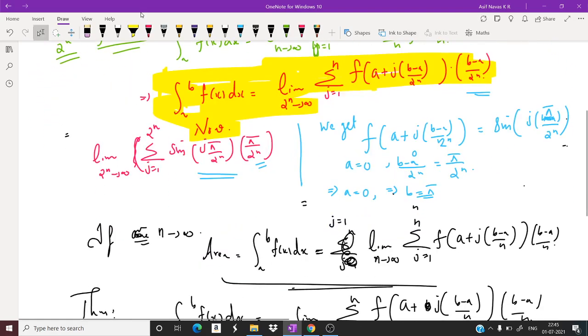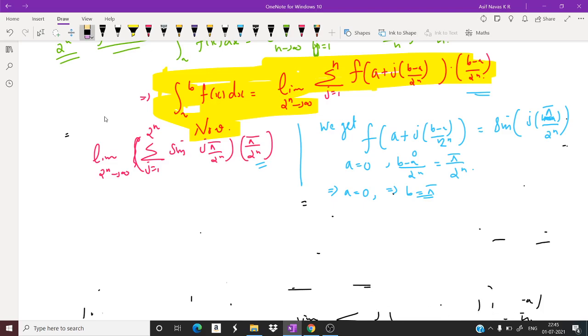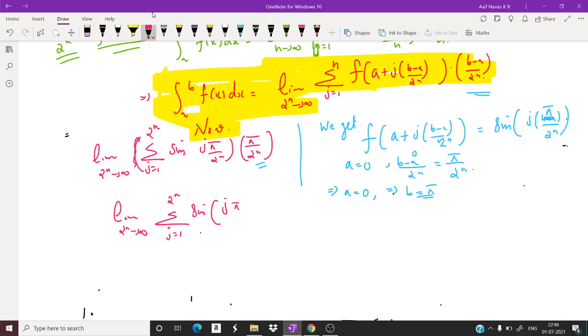So now our integral becomes, okay. So our integral is the summation, limit 2 raised to n tends to infinity, j equal to 1 to 2 raised to n sine j pi by 2 raised to n into pi by 2 raised to n.